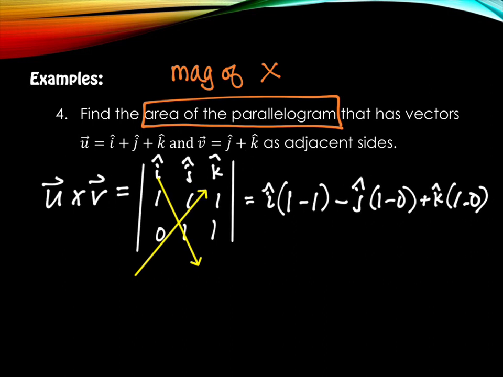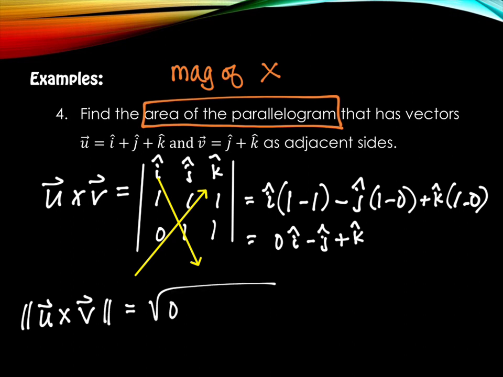So I ended up getting, again, I'll write it as 0i, but you could leave it off. And then we have minus j and plus k. Is that correct? So we have the vector negative j plus k. And in order to find the area of the parallelogram created by that, we find the magnitude. So we'll have the square root of 0 squared, which you don't have to write, and then 1 squared and 1 squared.